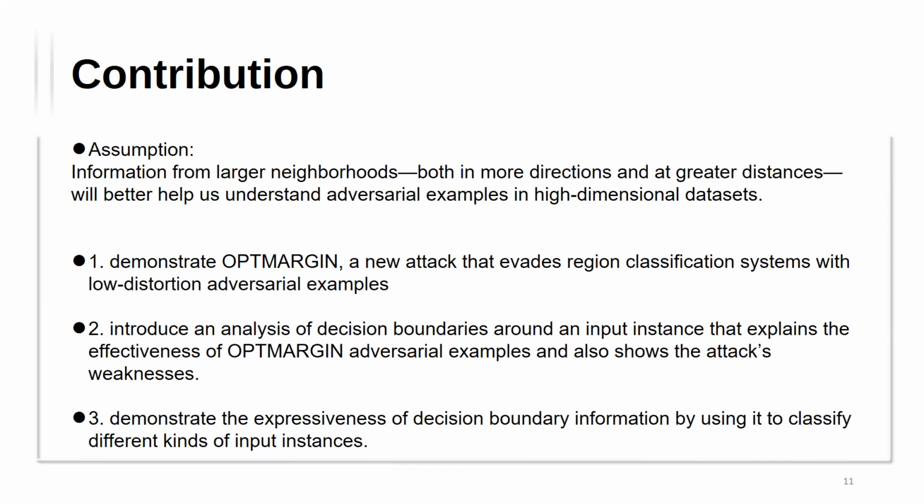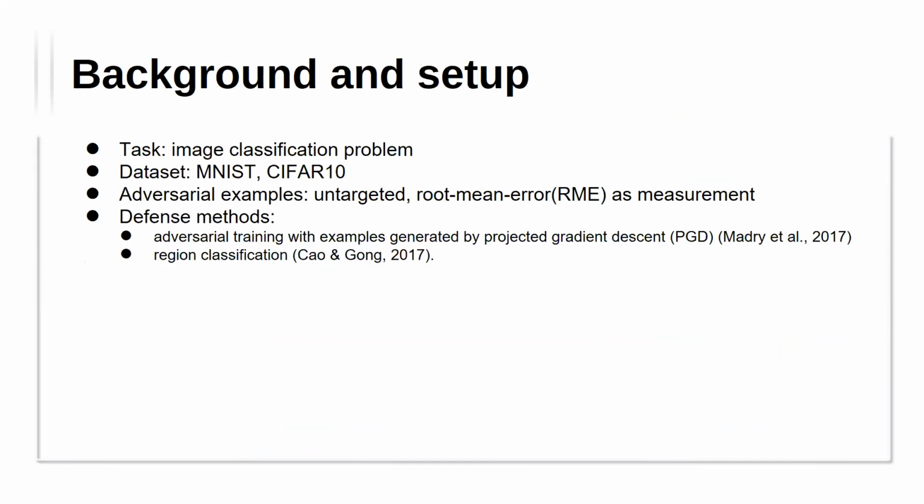Let's keep going on. The background and setup is they only look at tasks of the image classification problem, and the datasets are MNIST and CIFAR10. For the adversarial samples, it is untargeted. That means when you do the adversarial attack, as long as it's classified into a wrong label, that is fine. You don't need to set a target. And they use root mean square error to measure the distance between the benign sample and the adversarial sample.